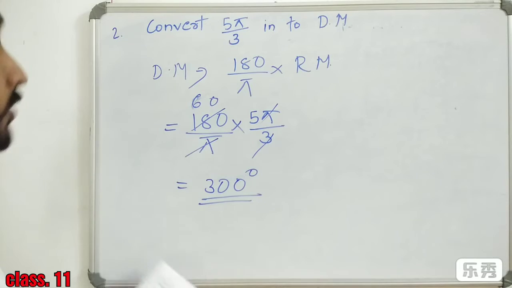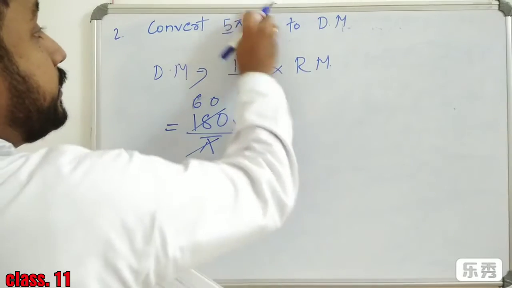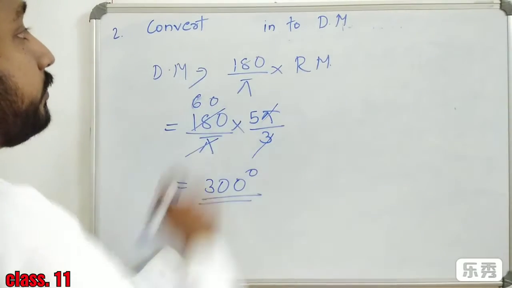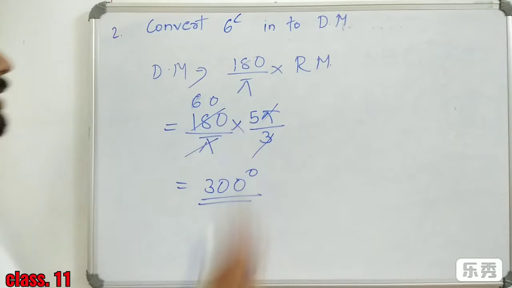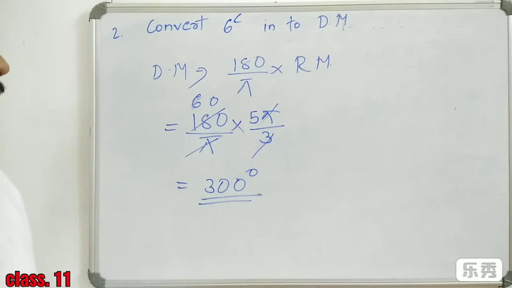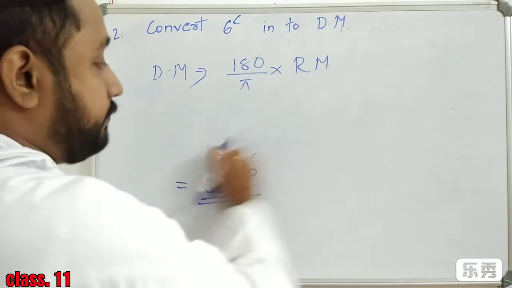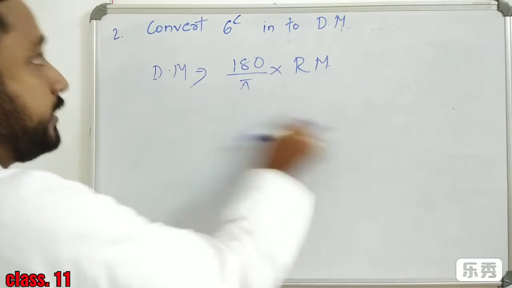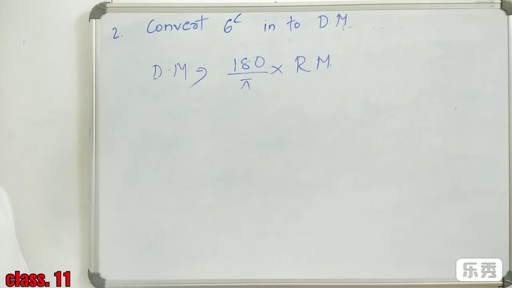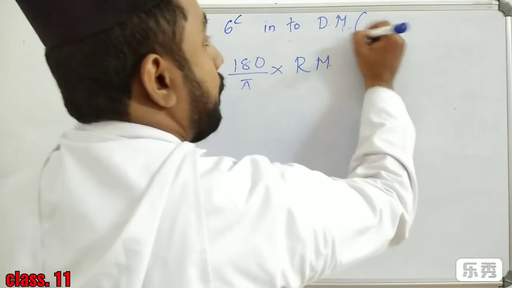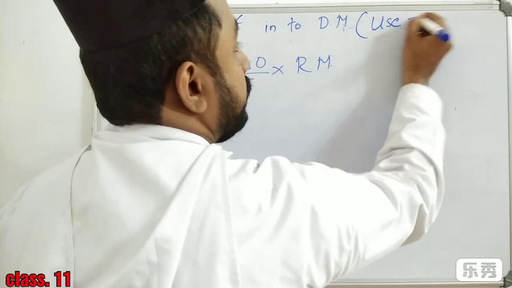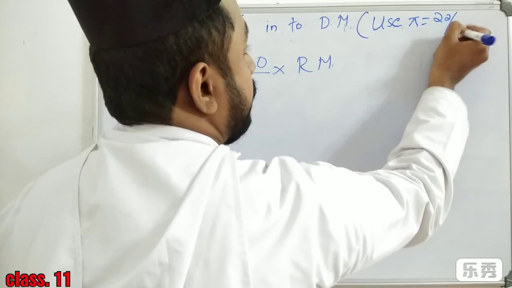Let us consider another question. Convert 6 radian into degree measure. We have to change 6 radian into degree measure. Use pi is equal to 22 by 7.